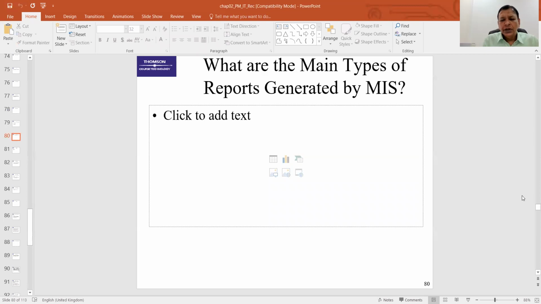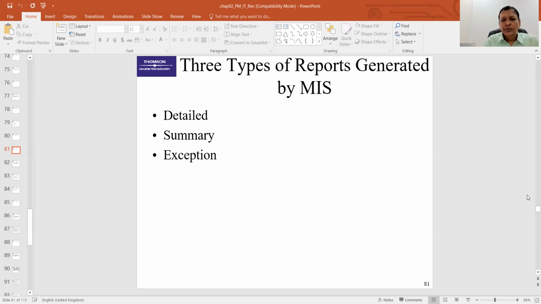MIS are used to generate different types of reports. That is the core objective of management information system. So what are the main types of reports? There are three types of reports generated by MIS: detailed report, summary, and exception.